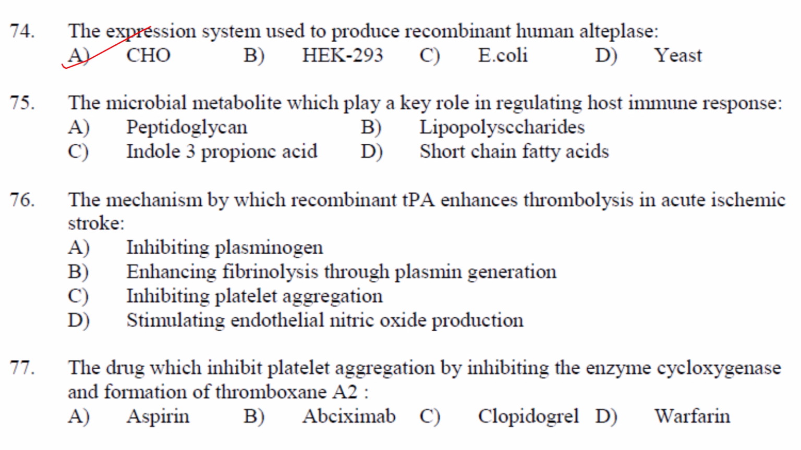ovary cells. Then, the microbial metabolite which plays a key role in regulating host immune response is short chain fatty acids. They are involved in reducing inflammation. Then they influence the activity and differentiation of T cells and dendritic cells. Okay, and they support the health of the gut epithelial lining.